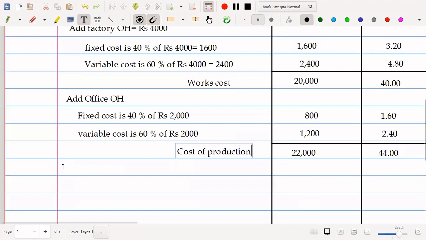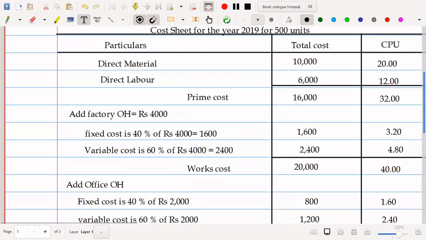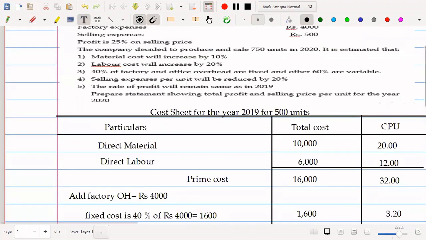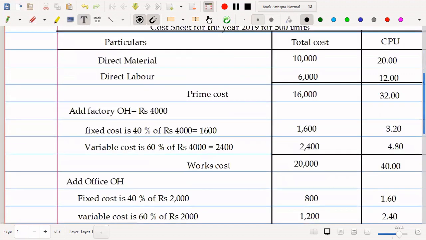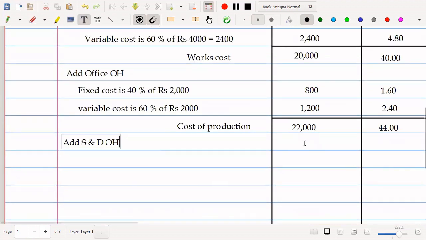And now add selling and distribution overhead. What's given in the problem regarding selling and distribution overhead? Selling expenses per unit will reduce by 20%. It's for next, this selling expenses is rupees 500. So take it directly, 500, and 500 divided by 500 comes to rupee 1.